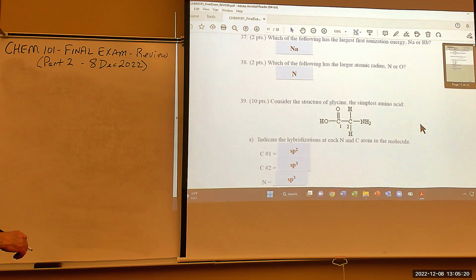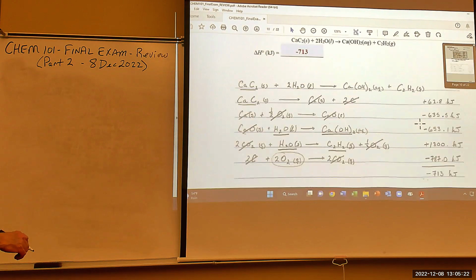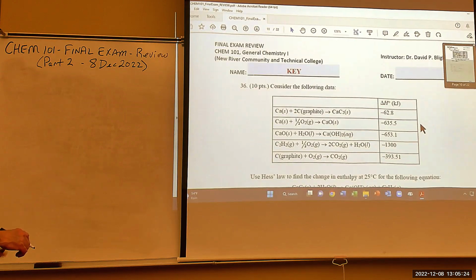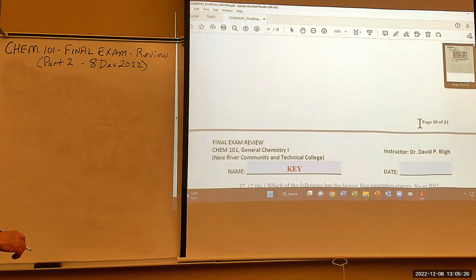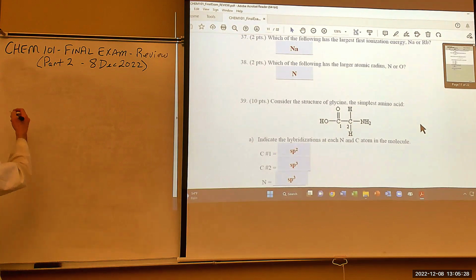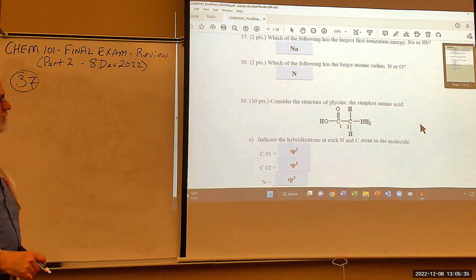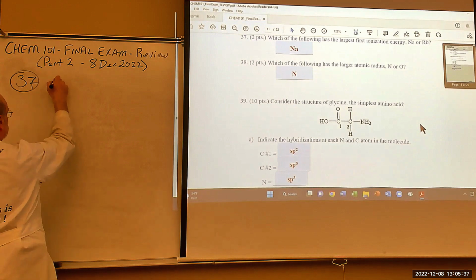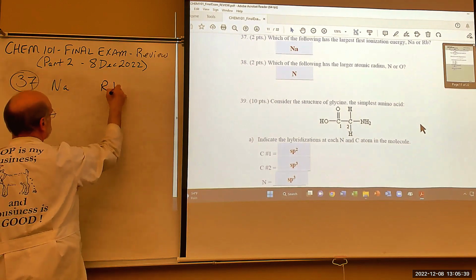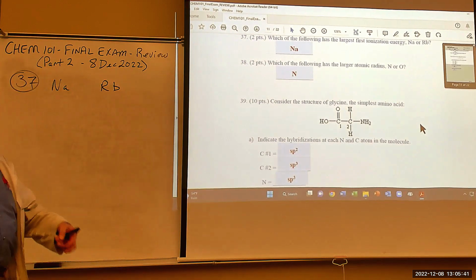All right, 37, right? That was 36 we were on. Yes, 37. Which of the following has the largest first ionization energy? Sodium or rubidium? All right.